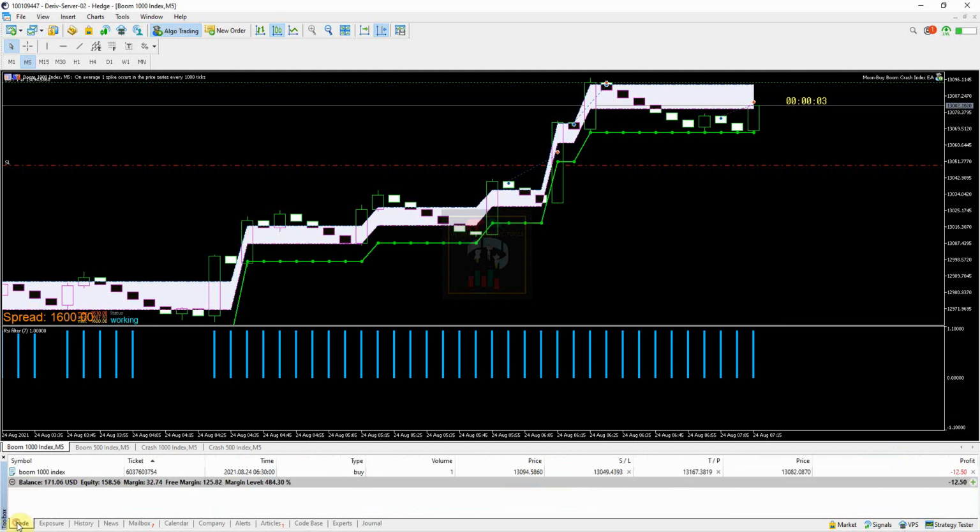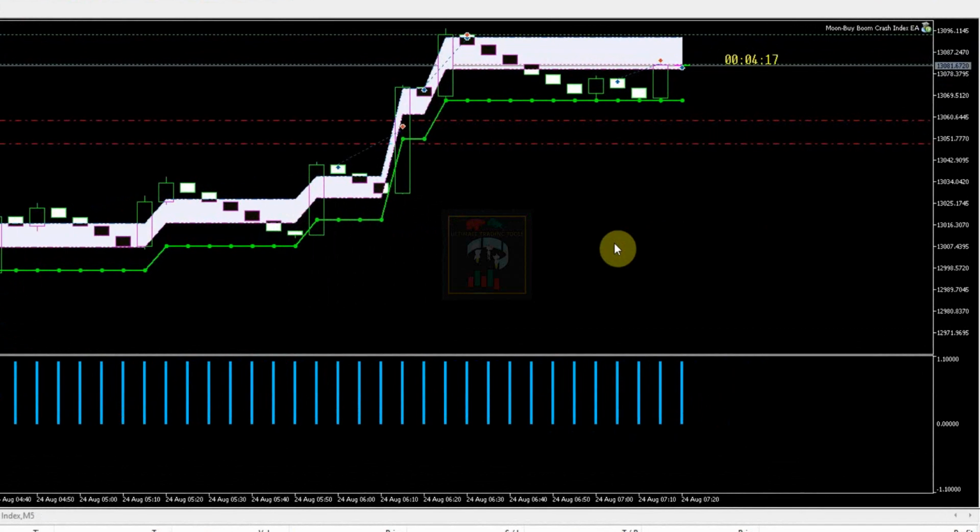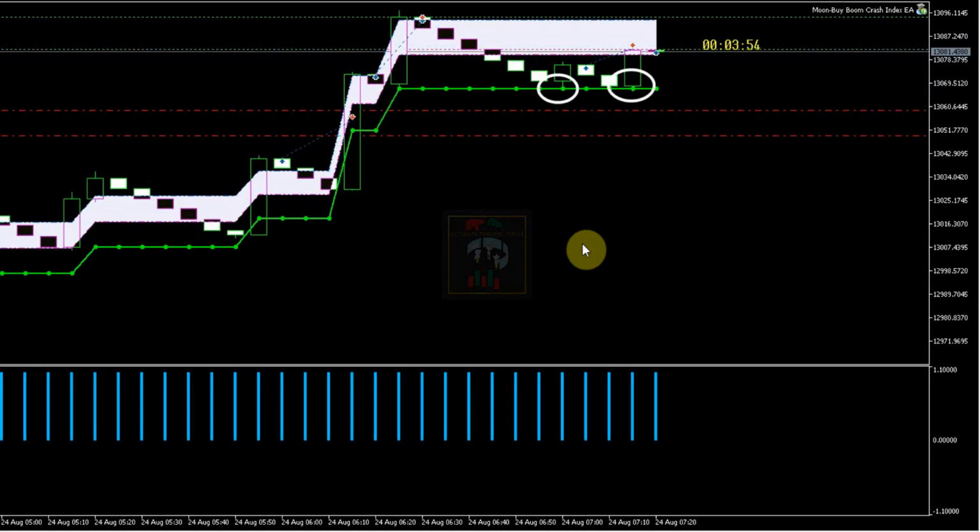Hold your trades for a little longer. The robot will open another trade to cover the drawdown. The spikes have a tendency of spiking at the same previous level that the spike happened. Always mark the previous spiking points so that you can time the next spikes.